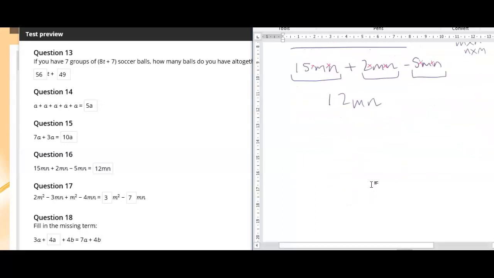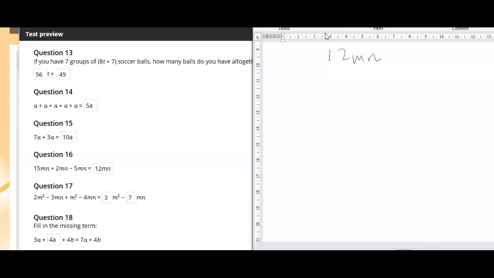In question 17, I can see now that we've got some different types of terms. So I'm going to just rewrite that: 2m squared minus 3mn plus m squared minus 4mn. Okay, so this m squared is not the same as this mn. Even if you had an n here, it's not the same because 2m squared is basically 2mm, and then you've got minus 3mn plus mm minus 4mn.